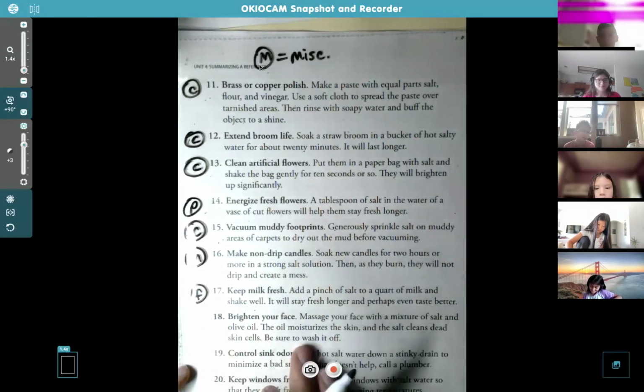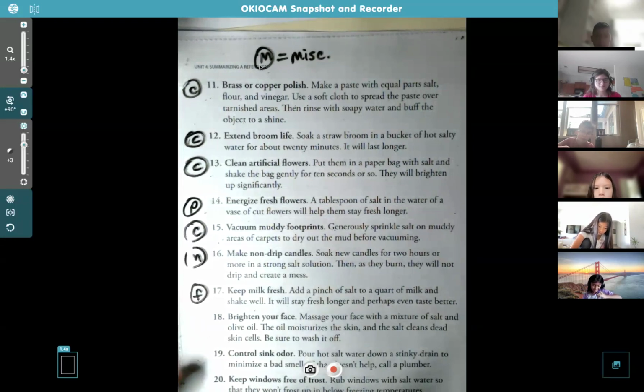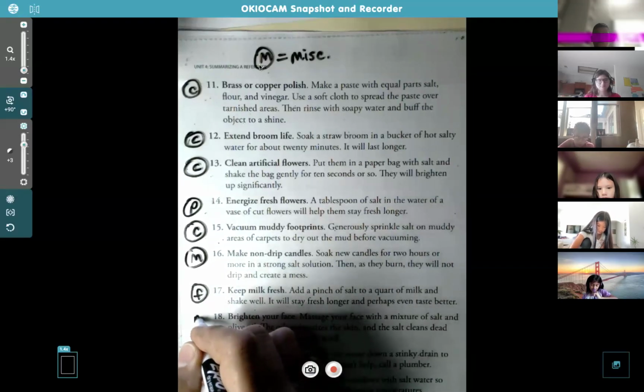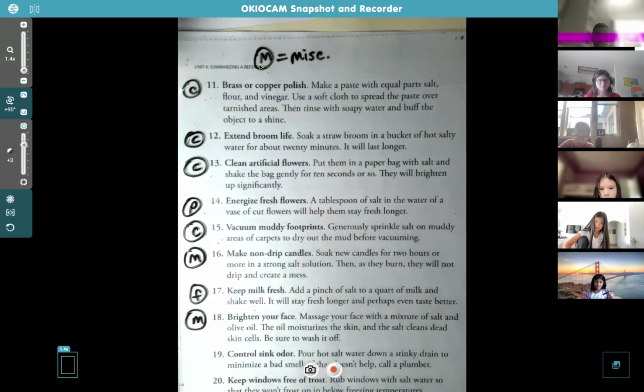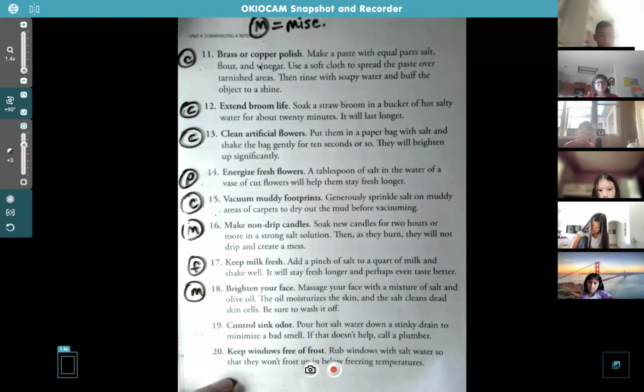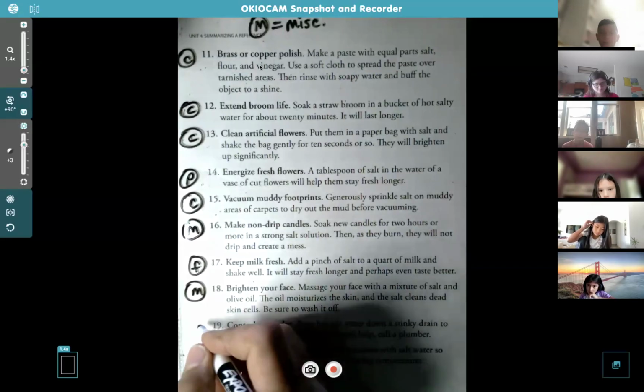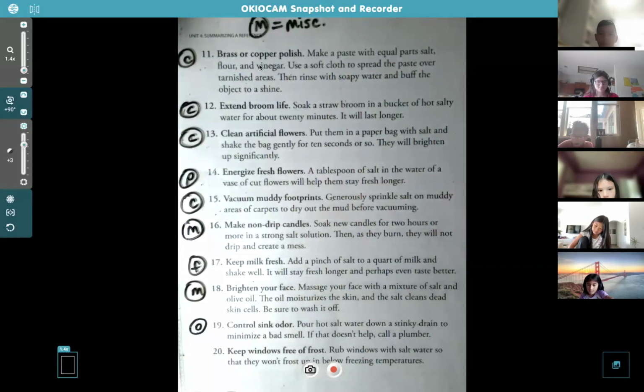This is kind of miscellaneous too, right? It doesn't really fit with anything else. It's not a food. It's not cleaning. I mean, it's kind of cleaning your face, but I'm going to call this miscellaneous too. So M for that one. Control sink odor. You know how sometimes the kitchen sink gets stinky? This would be an odor one. O for odor.